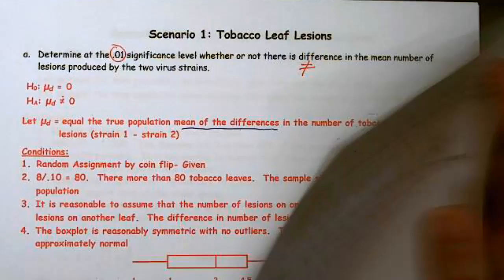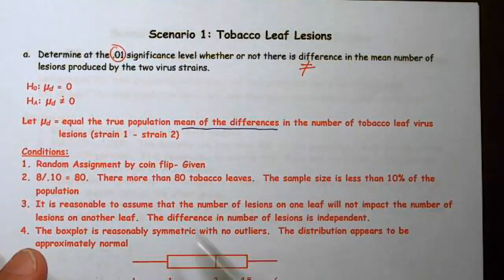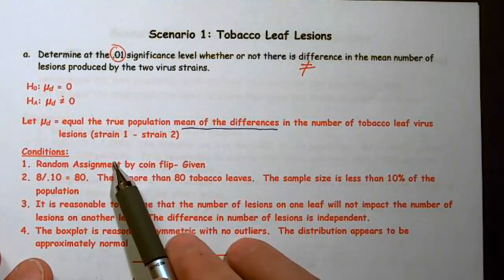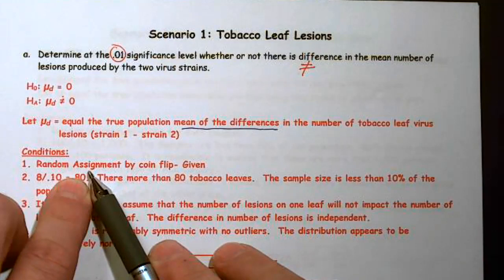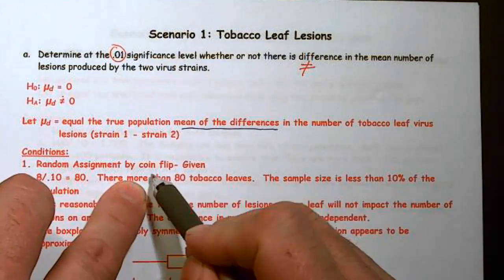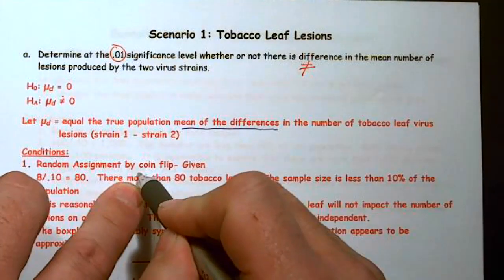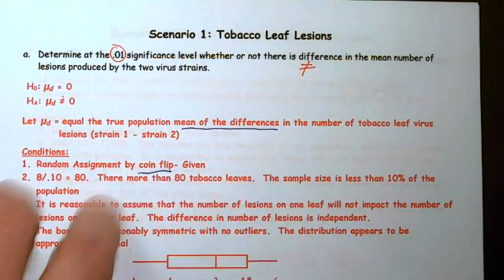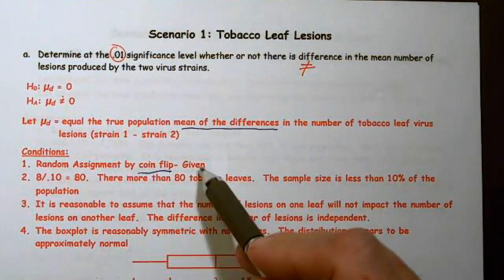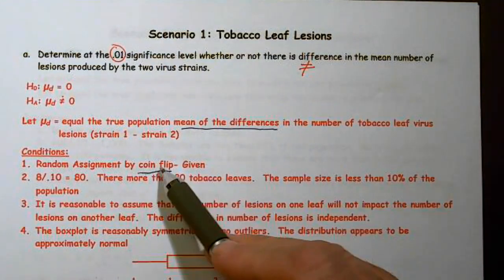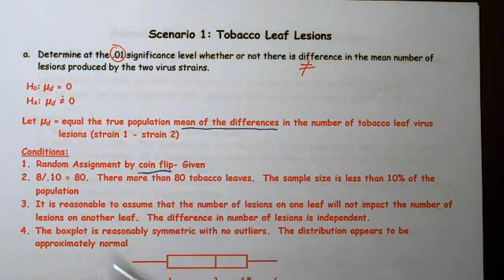All right, so let's take a look at this. Our conditions are random sample. Well, no, this was random assignment, and it was random assignment given by a coin flip. Now, you don't have to tell me how it was done, but it's pretty nice to do so. Lets the grader know that you really know something and you're on top of it. So random assignment, and it was given by coin flip.